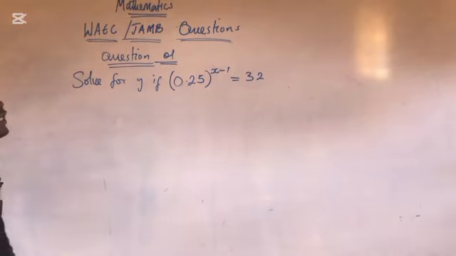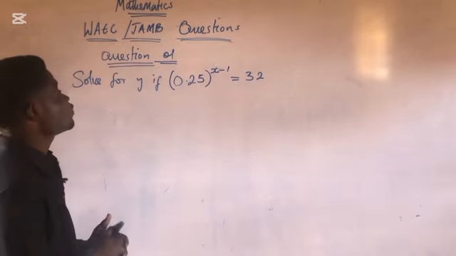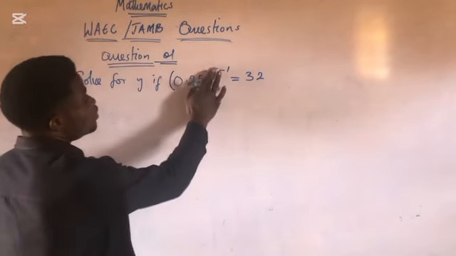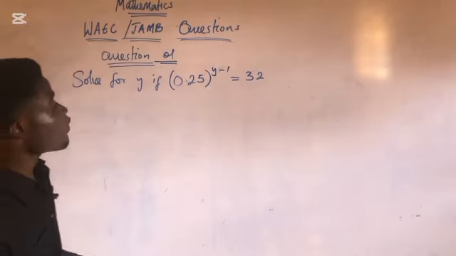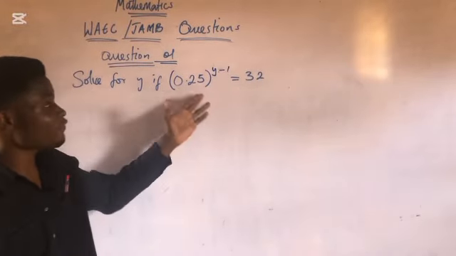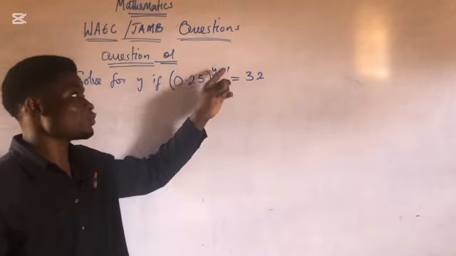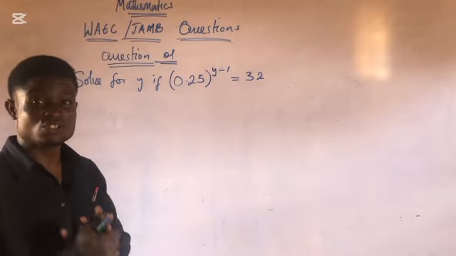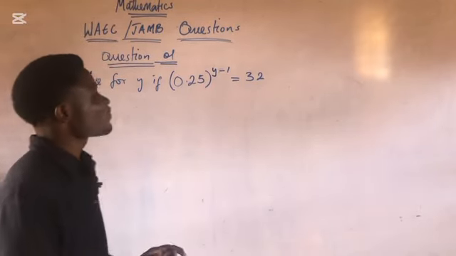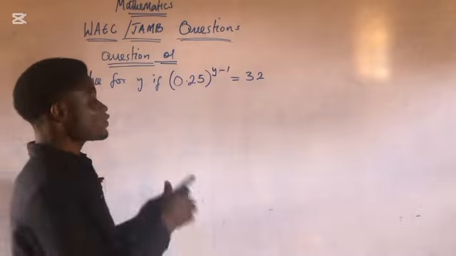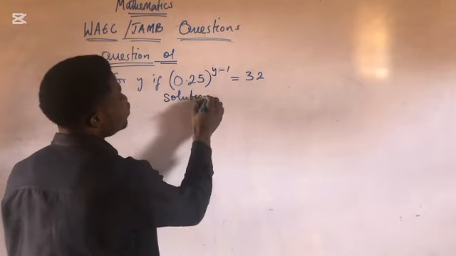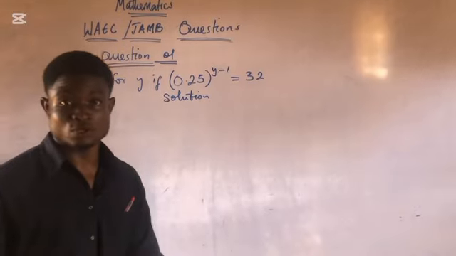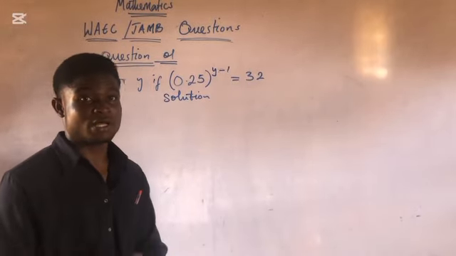So the question for today says that we should solve for y if (0.25) raised to the power y minus 1 is equal to 32. The question is always very simple. If you are seeing a question like this, you must know that the equation is from initial equations.